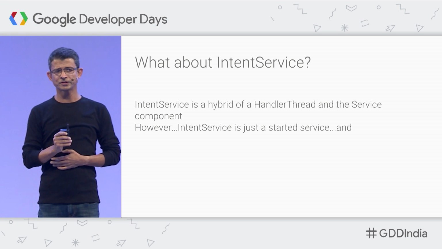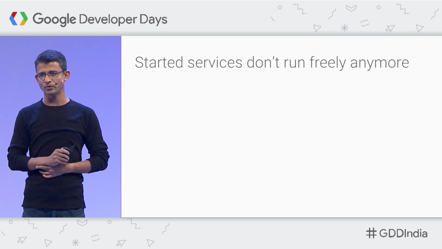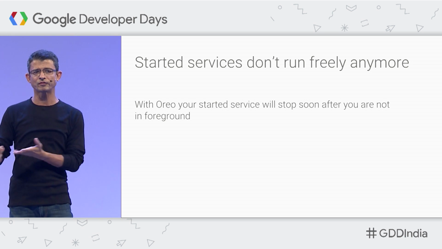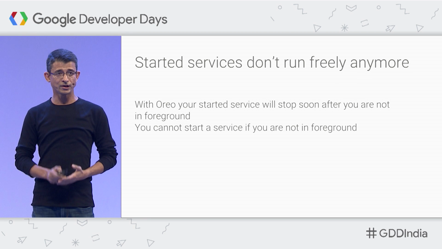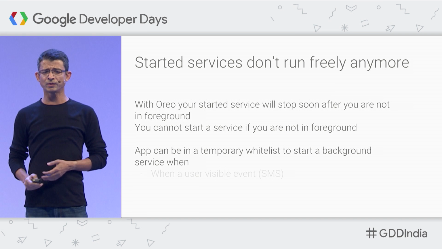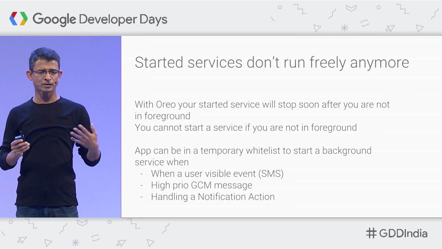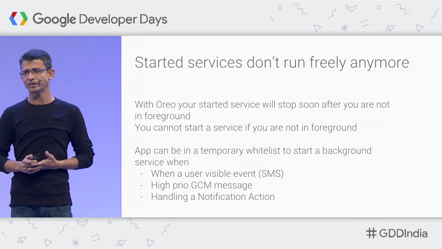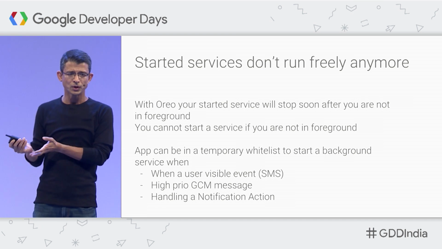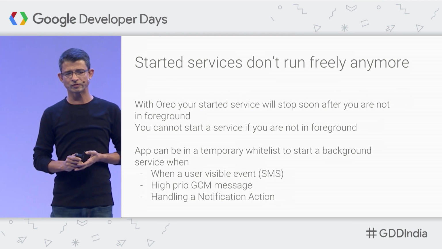However, IntentService is just a started service. And started services don't run freely anymore with Android Oreo. With Oreo, the service will stop very soon after your app is not in the foreground. And you cannot start a service if you are not in foreground. So app can be in temporary whitelist state. There are some states defined, whether you're handling a high-priority GCM message or handling some kind of an SMS. In those cases, you are in a temporary whitelist and create a service. But that's very, very rare. In most of the cases, you will not be able to start a background service from background.